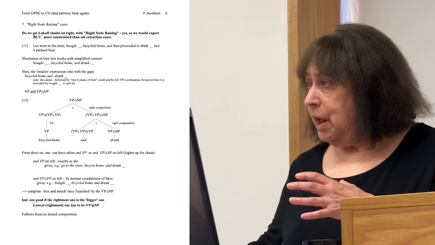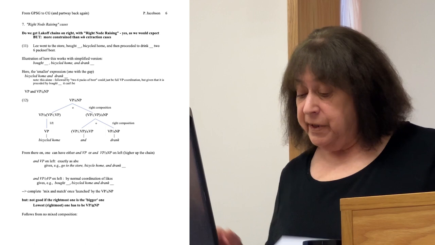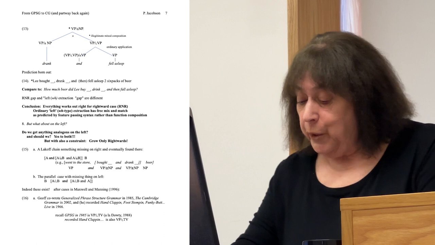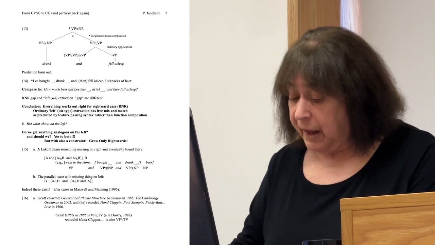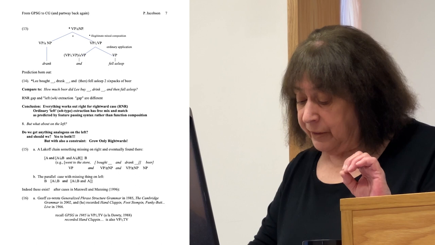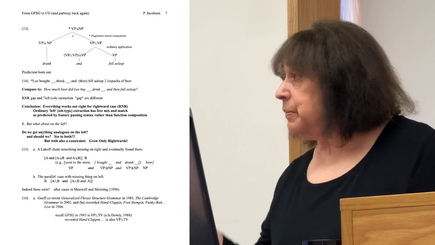So if there's no mixed composition, it's predicted that you can't get something like the picture in 13 here, where you have a VP at the bottom, fell asleep, trying to conjoin with a transitive verb, drink. And you can't get that because in order to get that, if you look up the tree, you're going to need mixed composition. And it has to do with the fact that Anne fell asleep wants something to its left, but drink wants something to its right. And so they're not going to be able to combine. So there's an interesting prediction made.